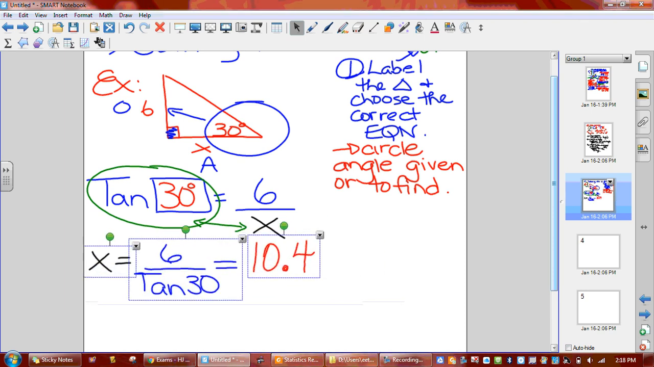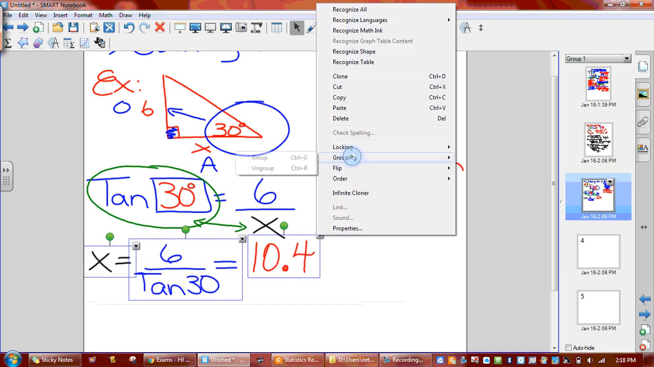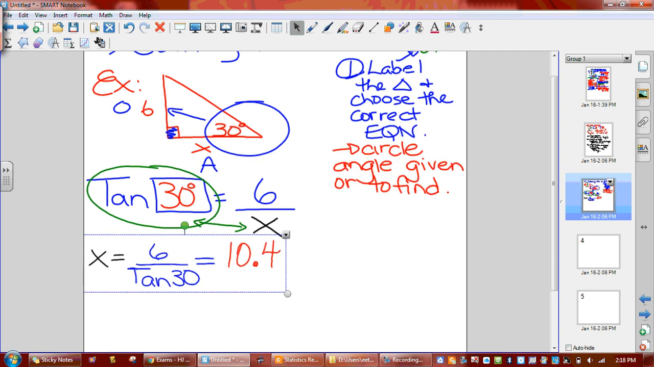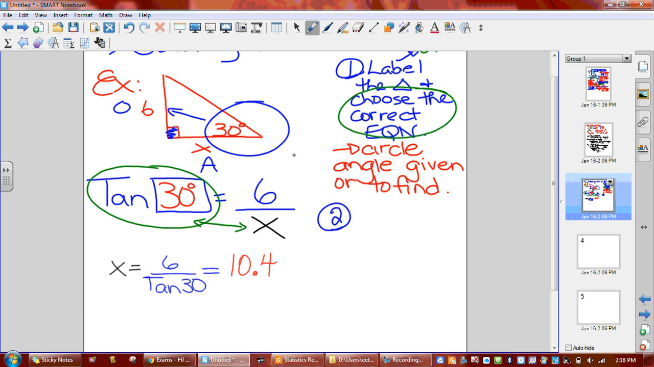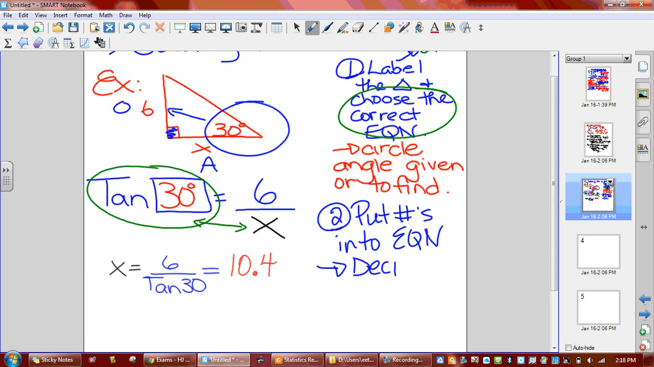Okay, so step two: we already chose the correct equation. Now we have to put the numbers into the equation. And now we have to decide if you're multiplying or dividing.